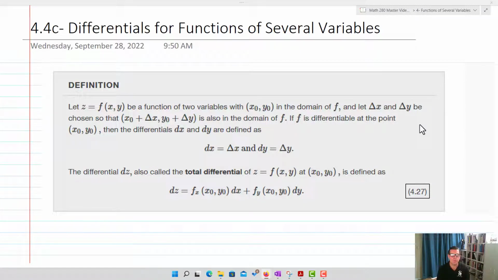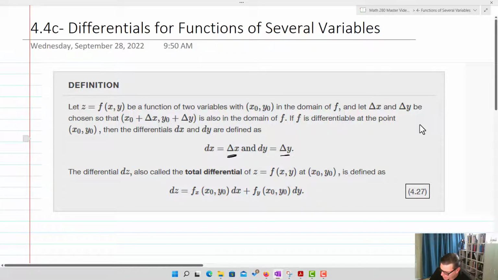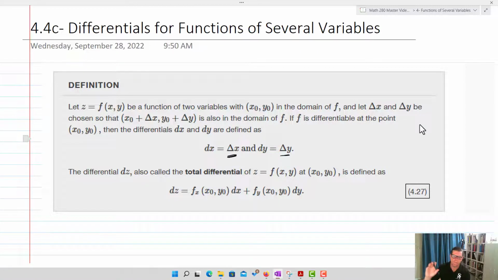If f is differentiable at the point (x naught, y naught), then the differentials dx and dy are defined as follows. dx is going to be delta x, the change in x, and dy is going to equal delta y. And these are going to be actual values, okay? So they're going to be numbers. When we do this kind of thing, we might say, within a boundary of 0.1 for delta x and 0.05 for delta y. So the total differential, dz, also called the total differential of z, is defined as dz = fx(x naught, y naught) dx + fy(x naught, y naught) dy.